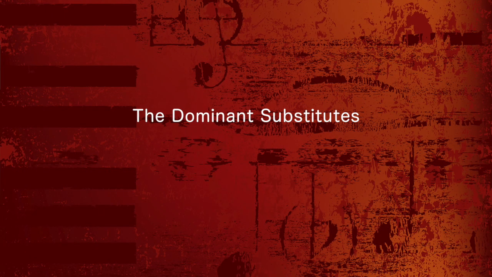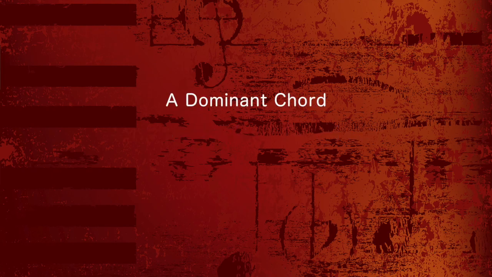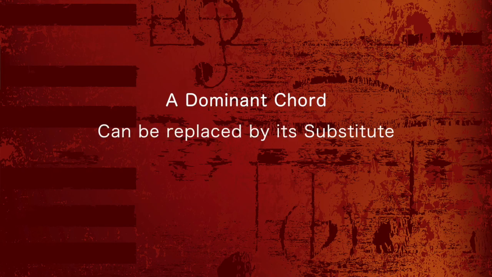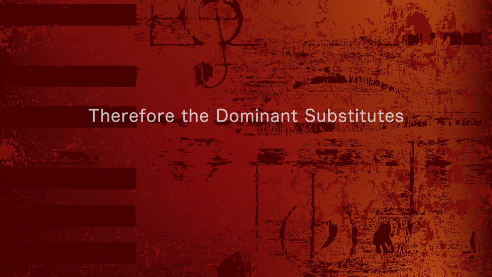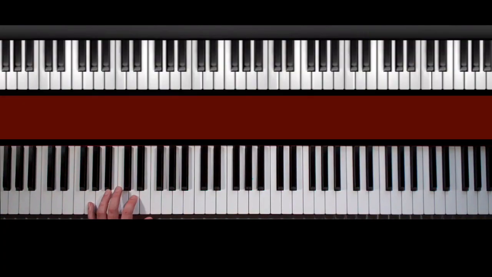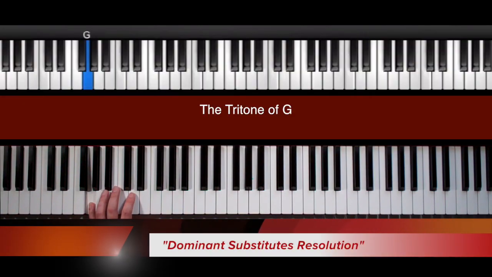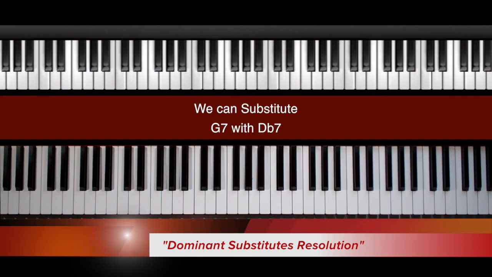And then we have the dominant substitutes that resolve half step down. Let me explain what the dominant substitutes are. Each dominant chord can be replaced by its substitute, which is a tritone away from its root. Therefore, the dominant substitutes resolve half step down. Let's say G7. The tritone of G is D flat. Therefore, we can substitute G7 with D flat 7.